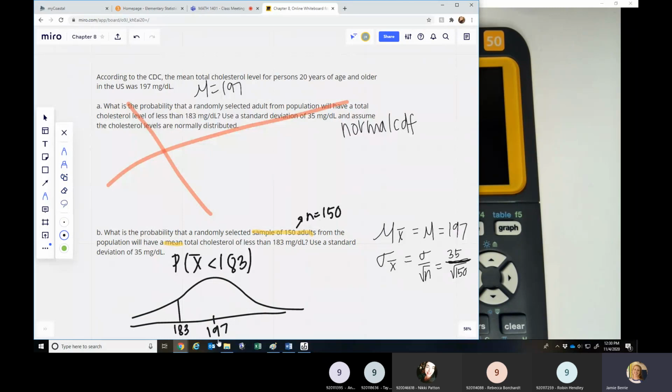All right, and then we have to figure out, are we shading to the left or to the right? This time we're looking for the probability that's less than 183. So go ahead and shade to the left. That's all the numbers that are less than 183. Okay, so that's going to be normal CDF.